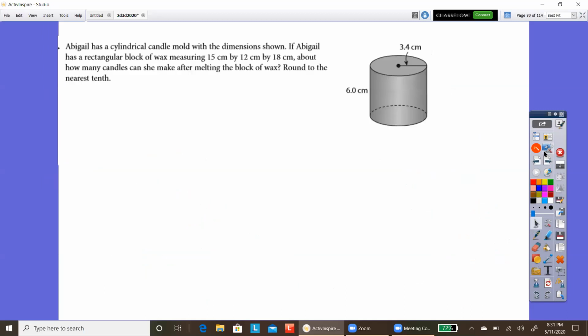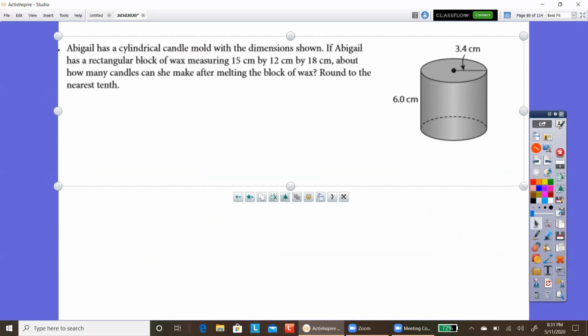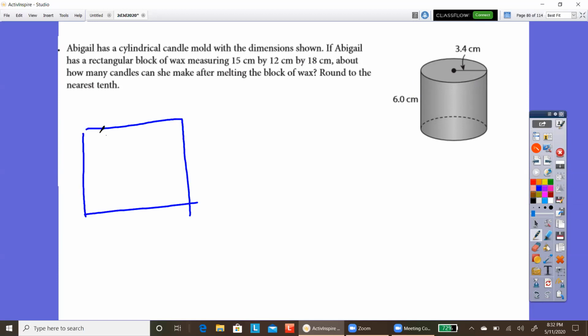Okay, I've gone over several examples there. Let's try to turn up the heat a bit with a word problem. Yay, word problems. Okay, so with this word problem, Abigail has a cylindrical candle mold with the dimensions shown. Now, she has a rectangular block of wax that she wants to melt down and form cylindrical candles out of them. So how many candles can she make fitting into this mold if her block of wax is 15 by 12 by 18?